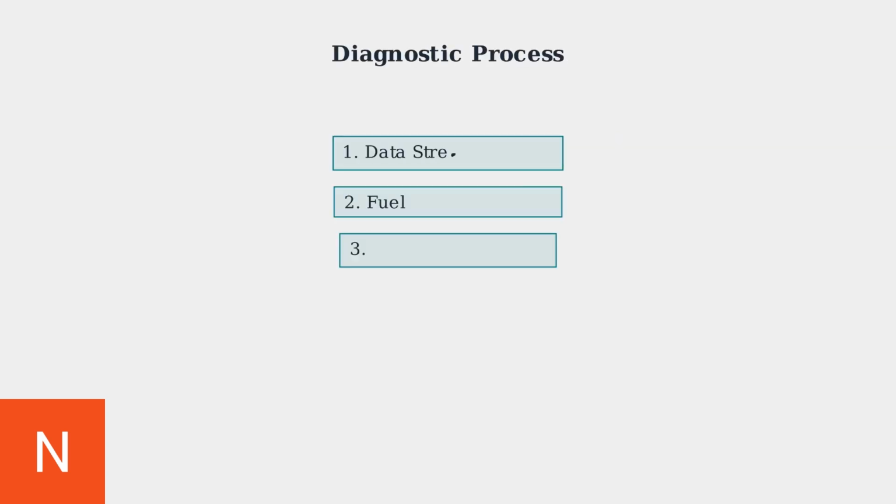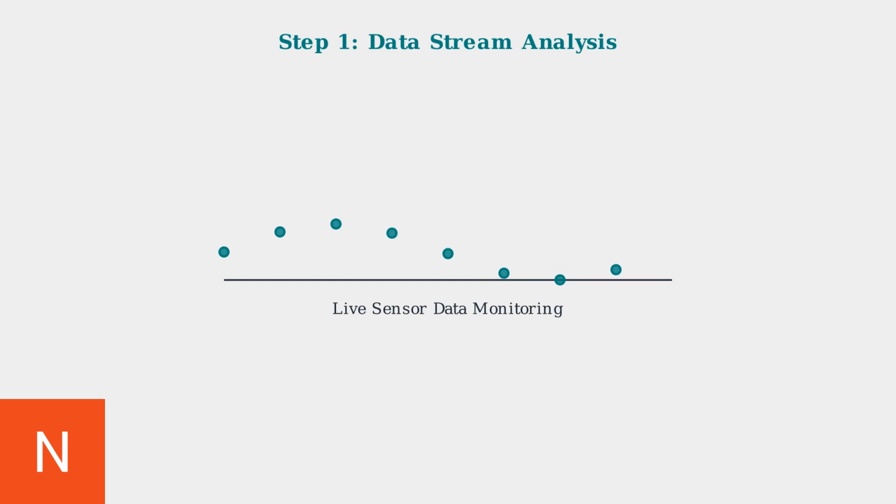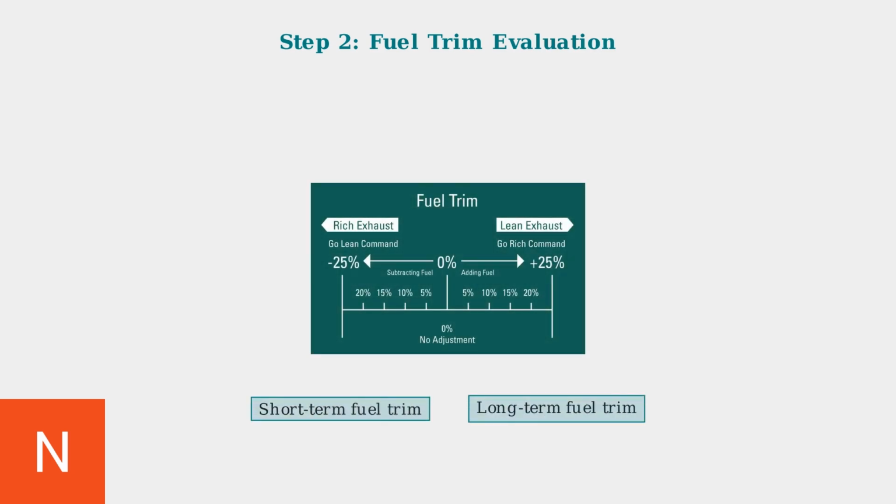Diagnosing the P219A code requires a systematic 5-step approach that modern technicians use to identify and resolve air-fuel ratio imbalances efficiently. Step 1 involves analyzing live sensor data during various engine loads. Modern diagnostic tools monitor real-time parameters to identify patterns that indicate air-fuel ratio problems. Step 2 focuses on fuel trim evaluation. The system continuously adjusts fuel delivery based on exhaust oxygen content.